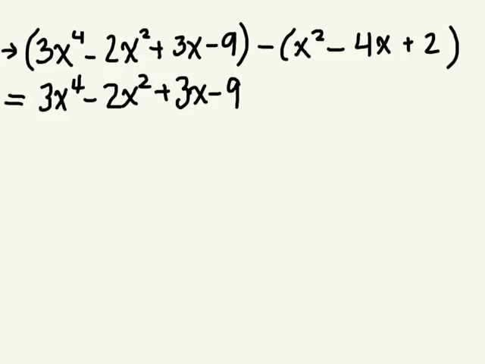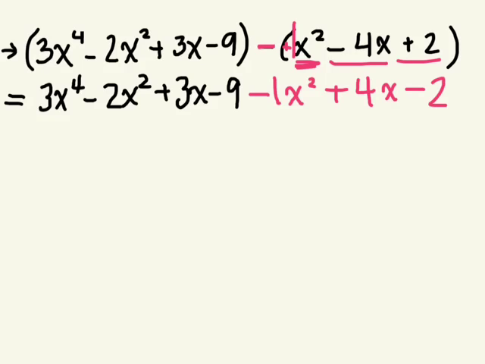Okay, now the second bracket has a negative in front of it. What's the first term inside the second bracket? What's this term? It's a positive. Good, it's a positive 1x squared. So what happens to this positive 1x squared? It becomes negative 1x squared. Then what happens to the negative 4x? It becomes positive. And then the positive 2 becomes negative.